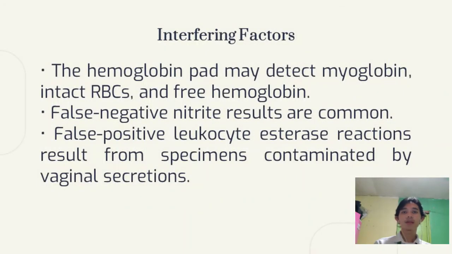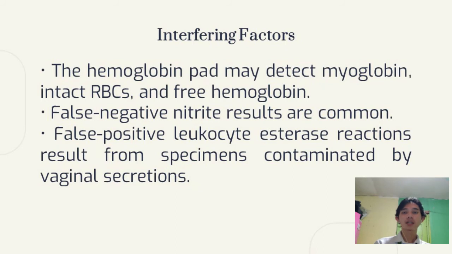The hemoglobin pad may detect myoglobin, intact RBCs, and free hemoglobin. Contamination of the collection container or specimen with sodium hypochlorite or iodine may cause false positive hemoglobin results. Negative or decreased hemoglobin results may occur in the presence of formalin, elevated protein, nitrite, ascorbic acid, or high specific gravity. False negative nitrite results are common. Negative or decreased results may be seen in the presence of ascorbic acid and high specific gravity.